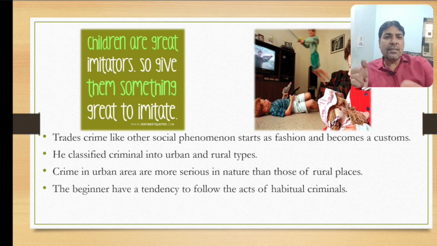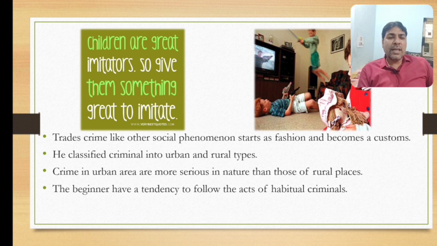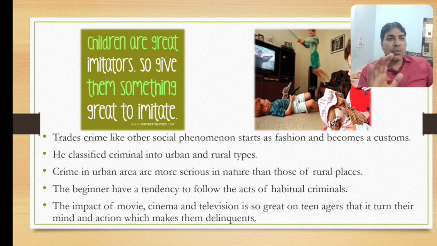The beginner has a tendency to follow the acts of habitual criminals. So according to the law of imitation, the first offender has a tendency to follow the acts of the habitual criminal. The first offender is copying the habitual criminal, and in that process the first offender becomes a habitual criminal. So what is the reason according to Gabriel Tarde? Law of imitation, law of copying someone, law of following someone. That is the reason behind the increasing ratio of crime.